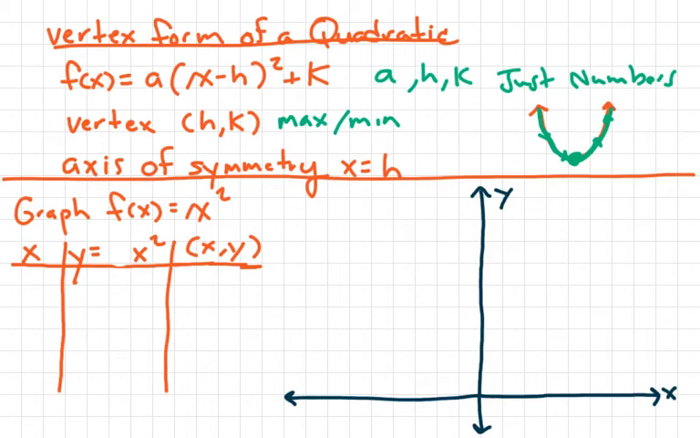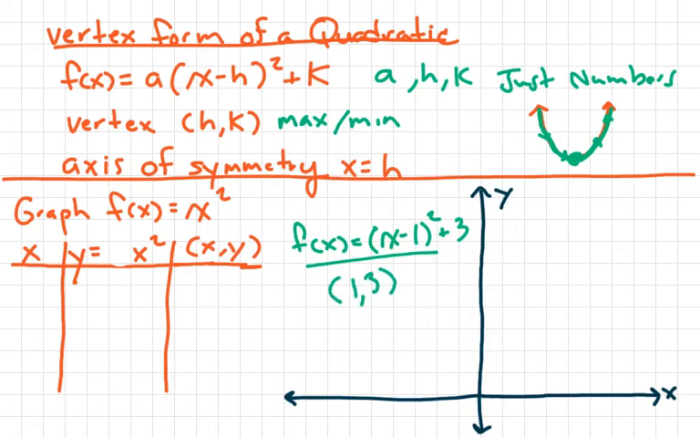So if I gave you an example like f of x is equal to (x minus 1) squared plus 3, my vertex, my turning point, my maximum or my minimum, is going to be (1, 3). So at the point (1, 3) on the graph, that is the turning point, or the vertex.